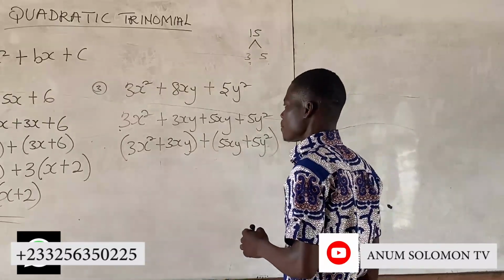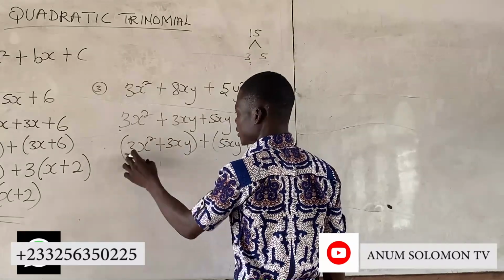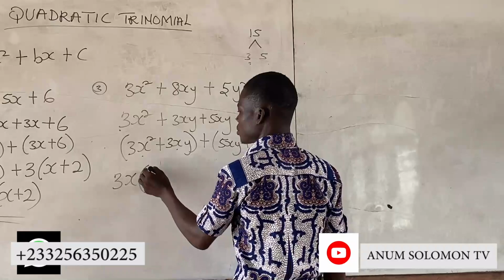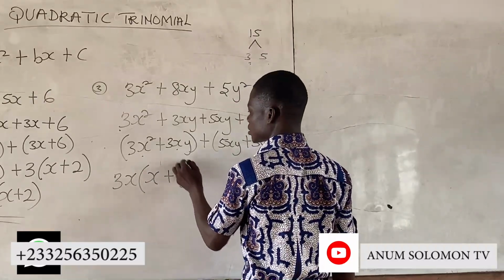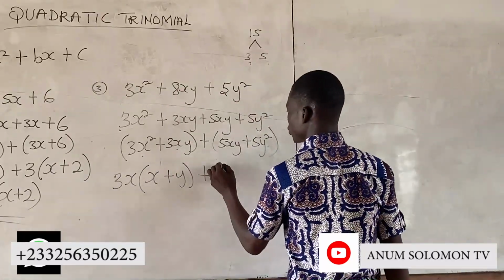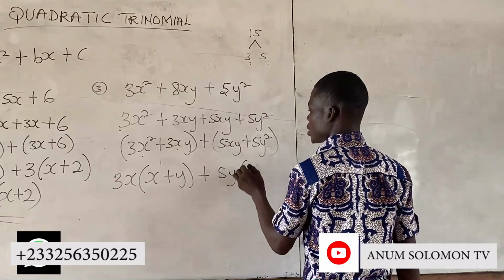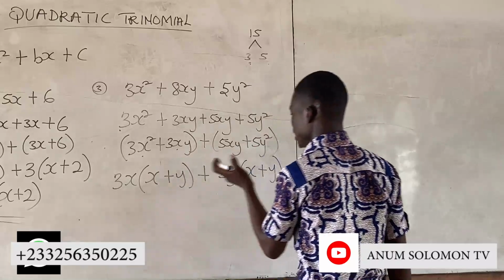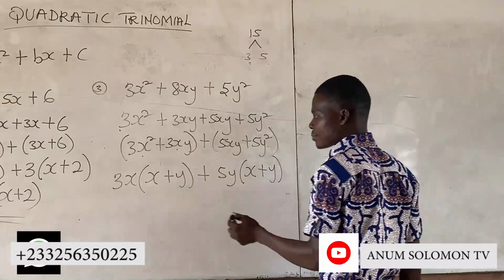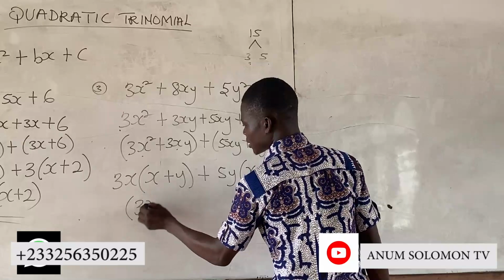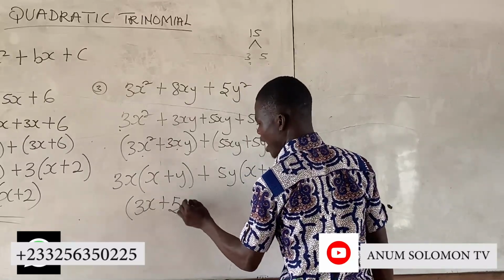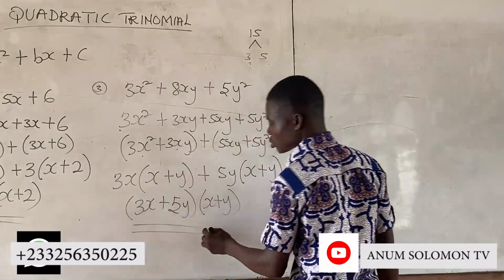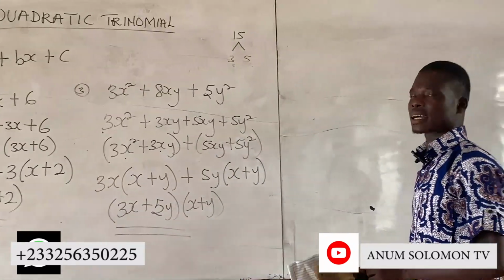In the first bracket, 3 is common, x is common. So here we have x plus y. Here 5 is common, y is common. So here we have x plus y. You see that the terms inside the brackets are the same. Now let's consider the terms outside: 3x plus 5y, which is multiplied by x plus y. Now this is how to factorize this expression.